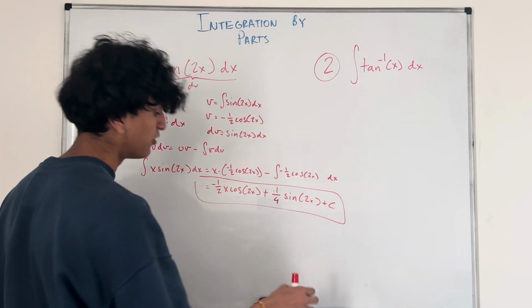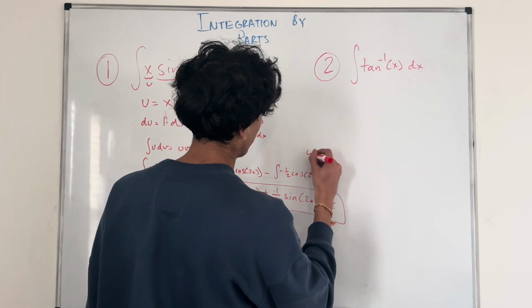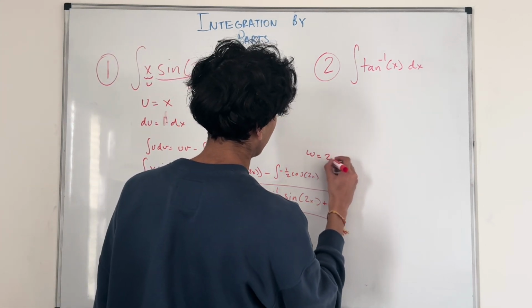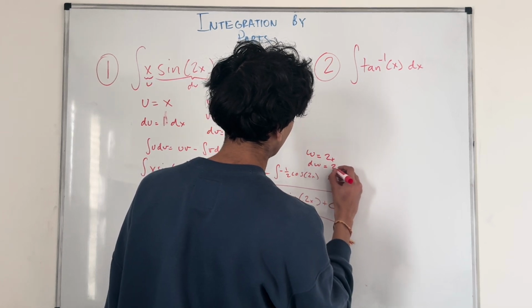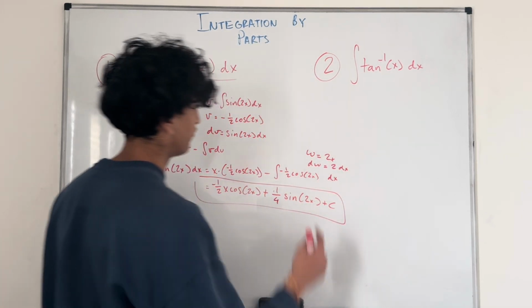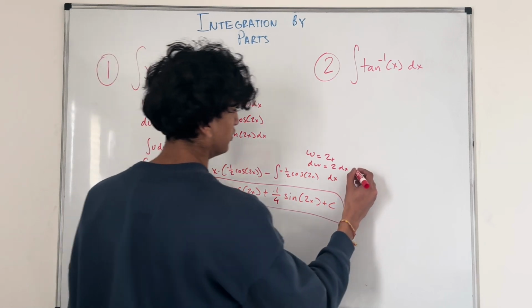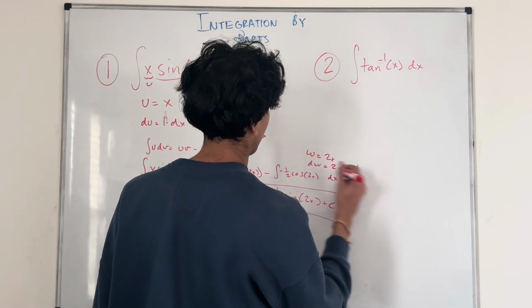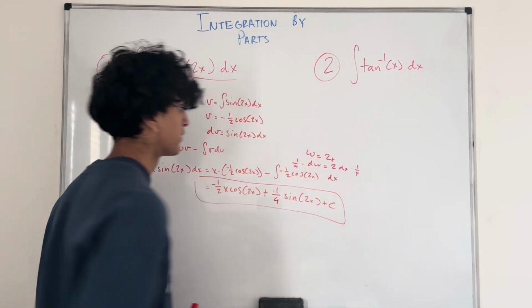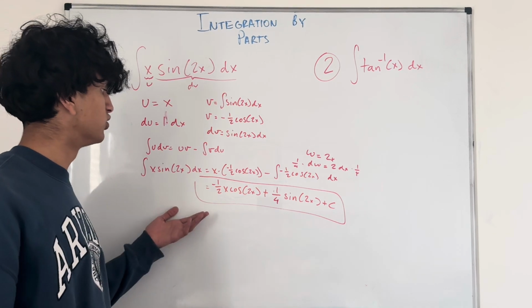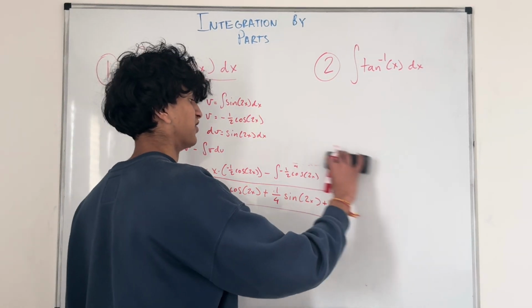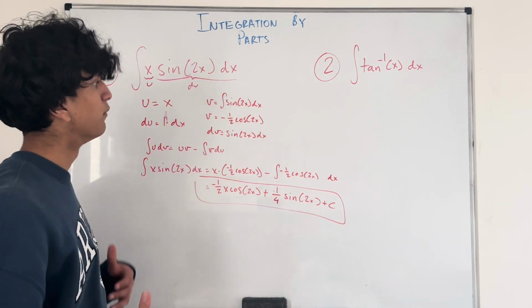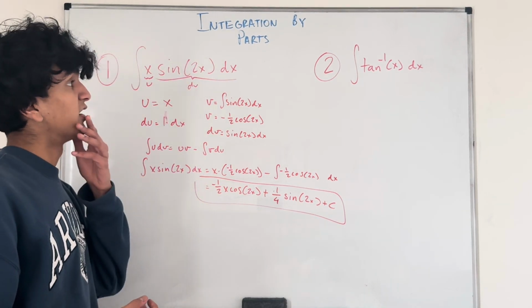Should I just do u? I'll do u sub to be safe. So if my w, whatever, is 2x, then dw is equal to 2 dx. I have a 1/2, so to get a 1/2, it would be times 1/4. Yeah, I think I did that right. So that's how you would go about doing integration by parts for that problem. All right, let's do this next one.